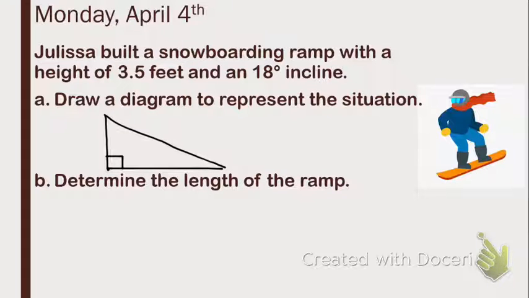So whenever you see the word height, that height is always connected to your 90-degree angle. So that means that it would be either this leg or this leg. But the height is the distance from the bottom to the top. So that would be here. So the 3.5 should go here.